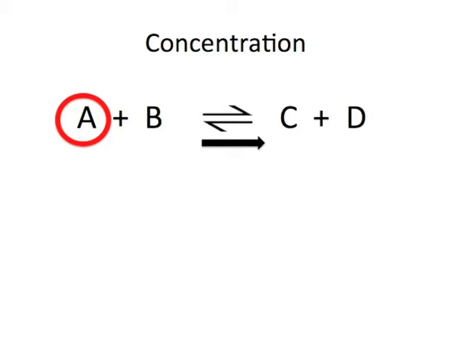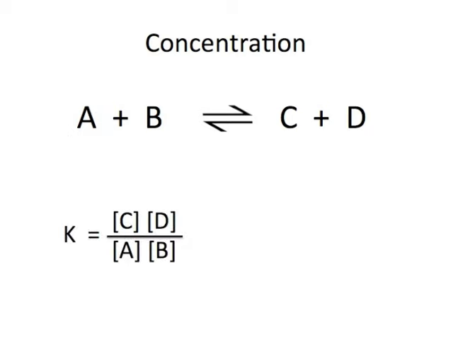An expression can be written for the equilibrium that looks like this. K is the equilibrium constant. Sometimes you'll see K with a subscript, but for now we'll just keep it simple with K. This expression has K equal to the concentration of the products divided by the concentration of the reactants. K has a value specific for that reaction at a certain temperature.